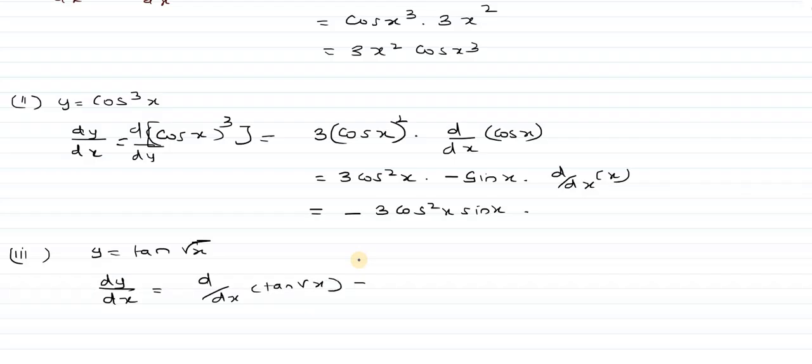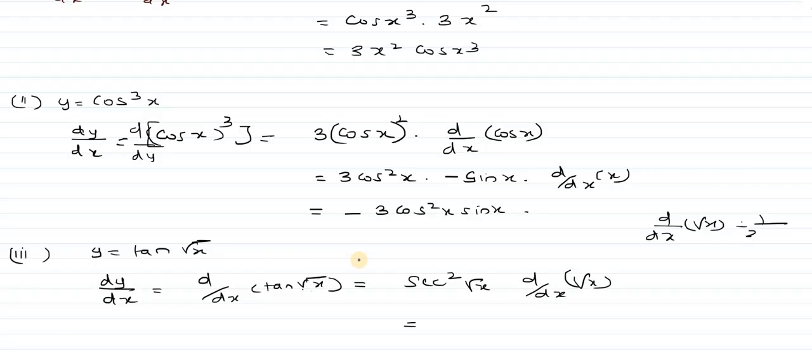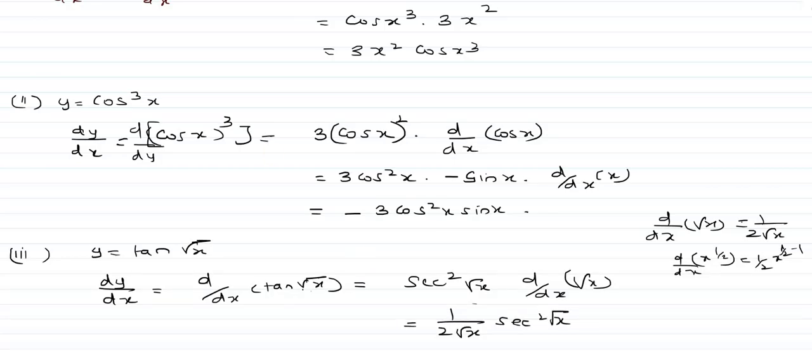Tan root x. What is the formula? It is secant square. Don't write x. Root x means the function as it is you have to write it. Okay. d by dx of root x, what is it? We have learned. If you know the formula, directly you can write 1 by 2 root x. Otherwise, write x power half, then apply the power rule, that is 1 by 2 x power half minus 1. So again you will get 1 by 2 root x. So it is 1 by 2 root x secant square root x. Correct? Any doubt?